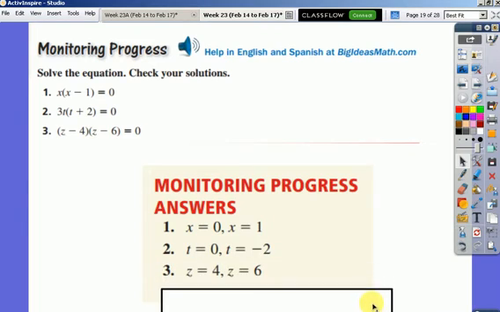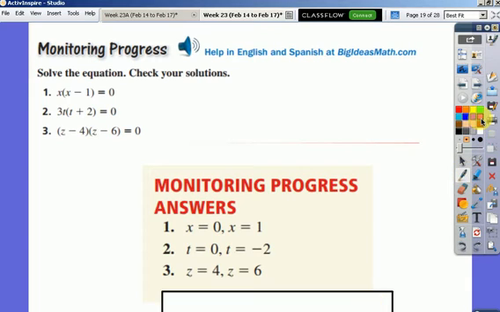Did you get these: x equals 0 or x equals 1, t equals 0 or t equals -2, z equals 4 or z equals 6? That is a great question. Yes, and in Algebra 2, yes. Can we work out number 1? How about I work out number 2? Okay, just for time's sake.